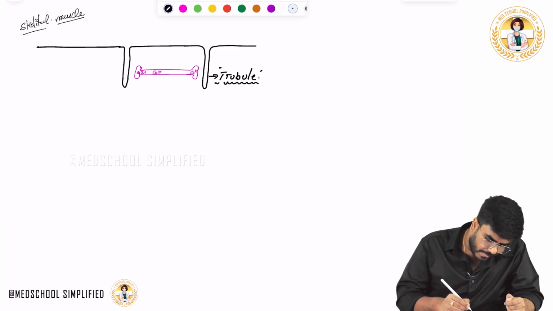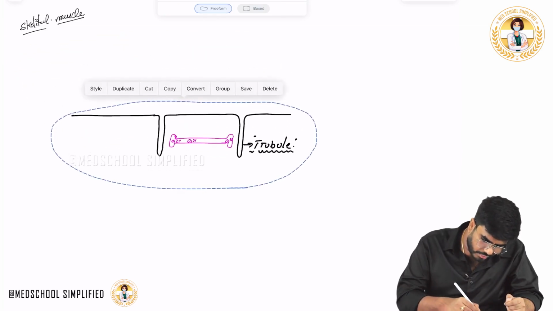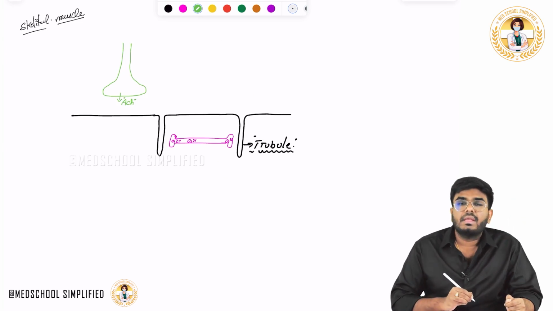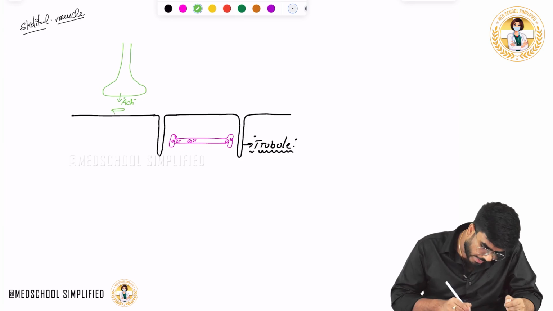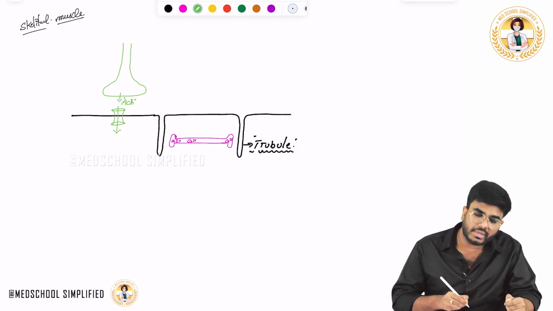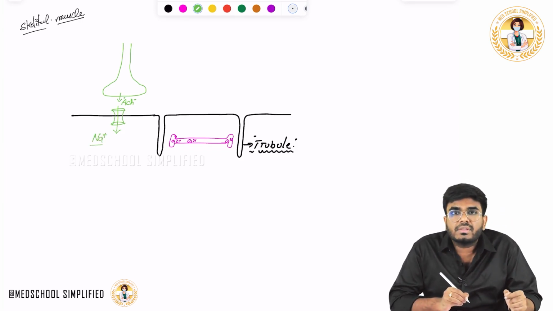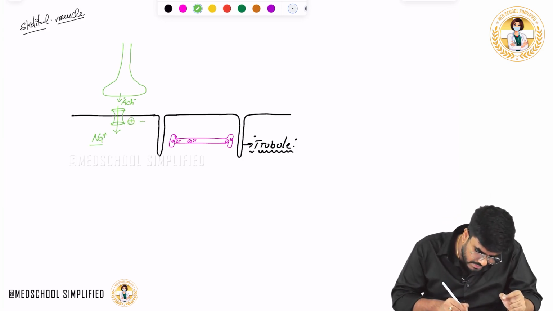Now when an alpha motor neuron, let me show you here, this motor neuron in the green color, what will it do? It will release acetylcholine. This acetylcholine is going to act on its receptors, so that sodium will come into the cell. There will be sodium influx, and this sodium is responsible for the depolarization of this membrane.